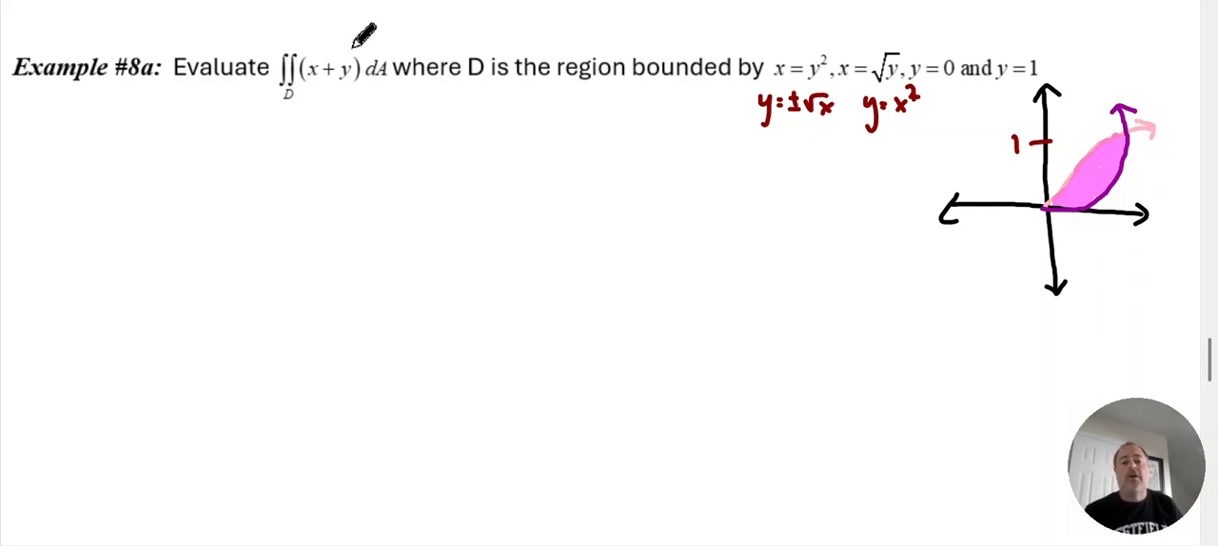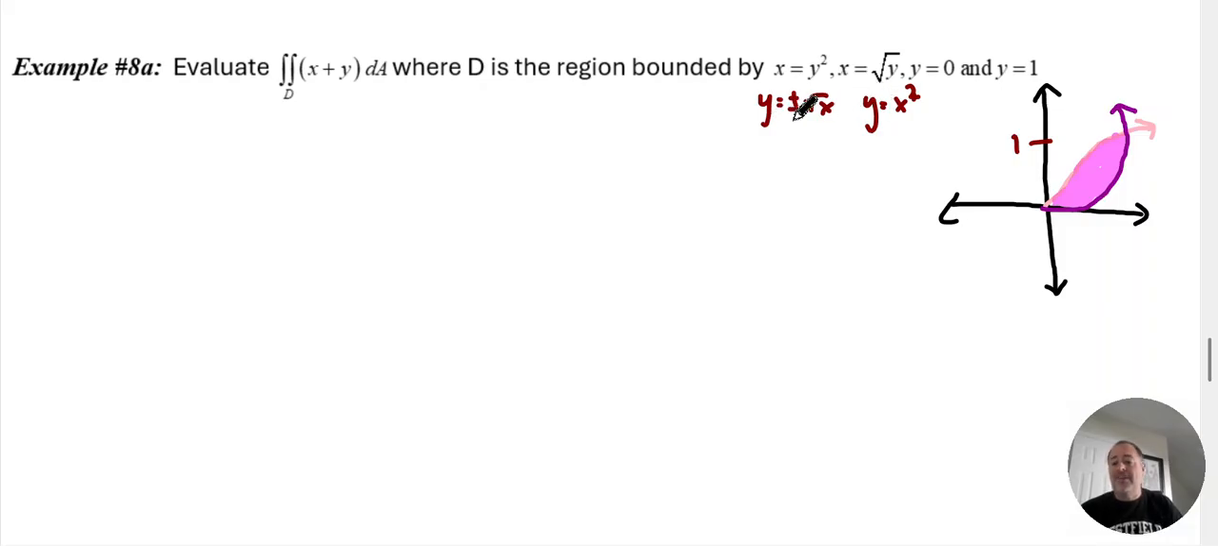We are now continuing on with more double integrals over non-rectangular regions. This problem is asking us to evaluate, over our region D, the function x plus y dA, where D is the region bounded by the graphs of x equals y squared, x equals square root of y, y equals 0, and y equals 1.